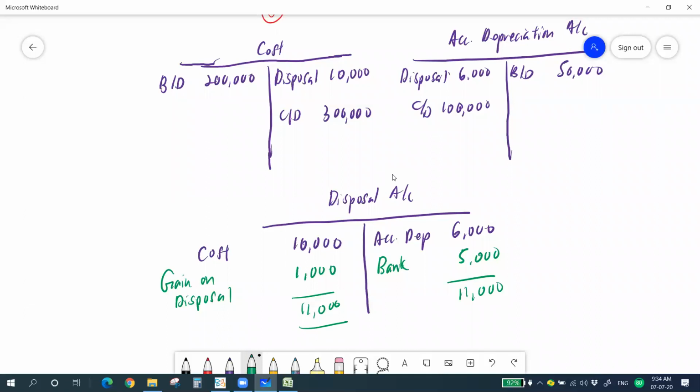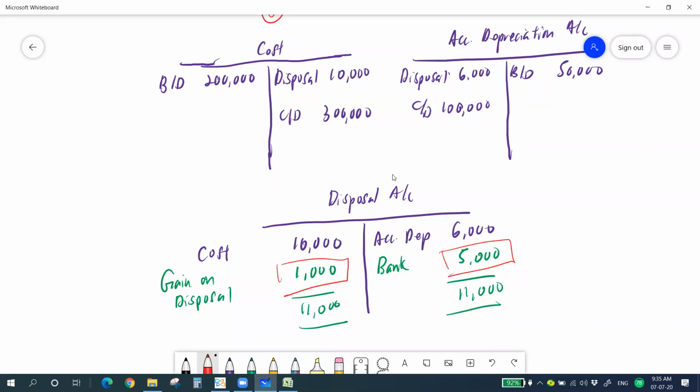So you see the accumulated depreciation is 6 million. We receive 5 million from the selling of asset. That's why we get 1 million as the gain on disposal. So in this disposal account, we have to show this in the cash flow statement. We also need to show this in the cash flow statement. So this is under non-cash transaction, and this collection of 5,000 is under investing activities.